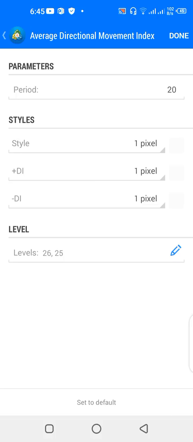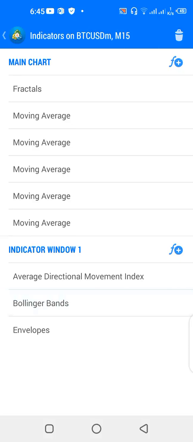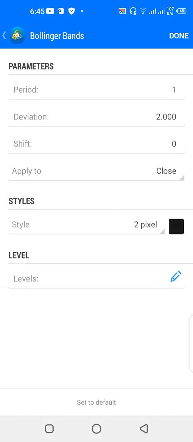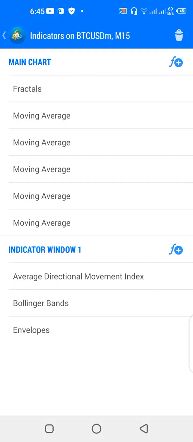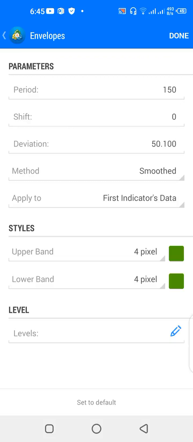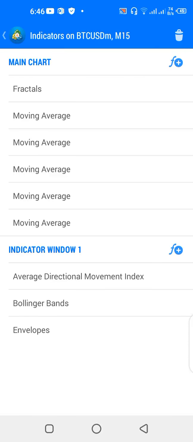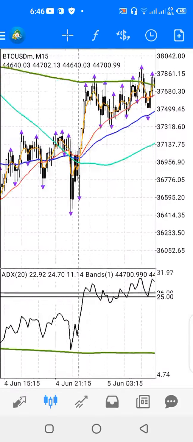Color is black. Then for Bollinger Bands, we have 1 period, deviation is 2.0, shift is 0, apply to close, color is black. Then for envelopes, we have period is 150, shift is 0, deviation is 50.100, method is muted, apply to first indicator's data. Now the upper band and the lower band color is green. So that's that for the parameters for the indicators.